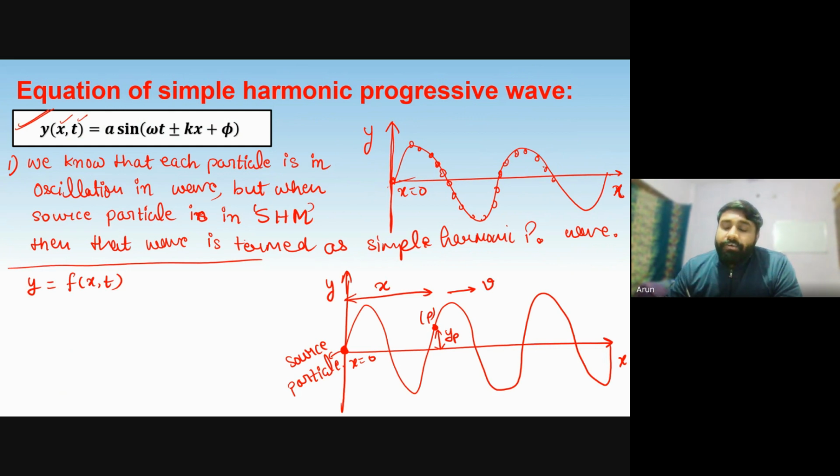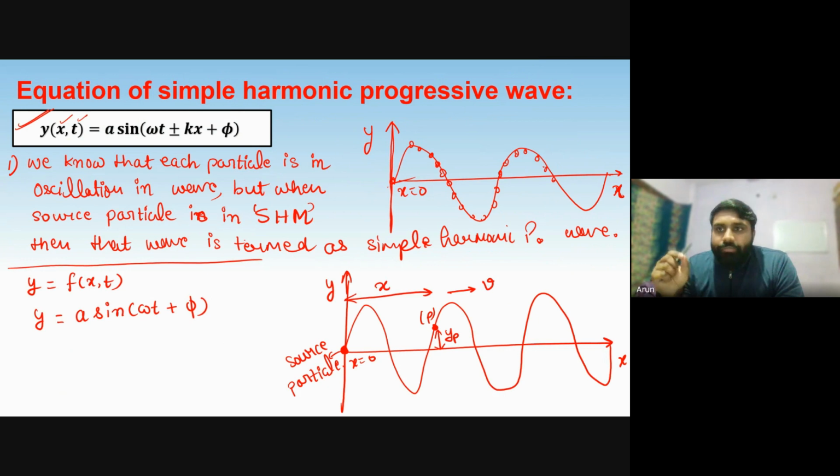in this function, if I just put x is equals to 0, which means I am talking about the source point, and the source point is doing SHM, which means we just have to write the equation of SHM for the source point. That is y of source is, we can write, let the amplitude be a, sine omega t plus phi. That could be the equation, for x is equals to 0.